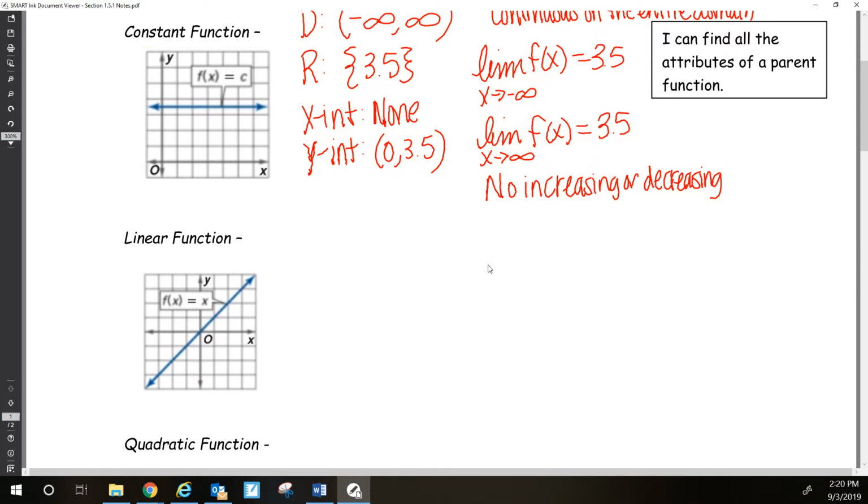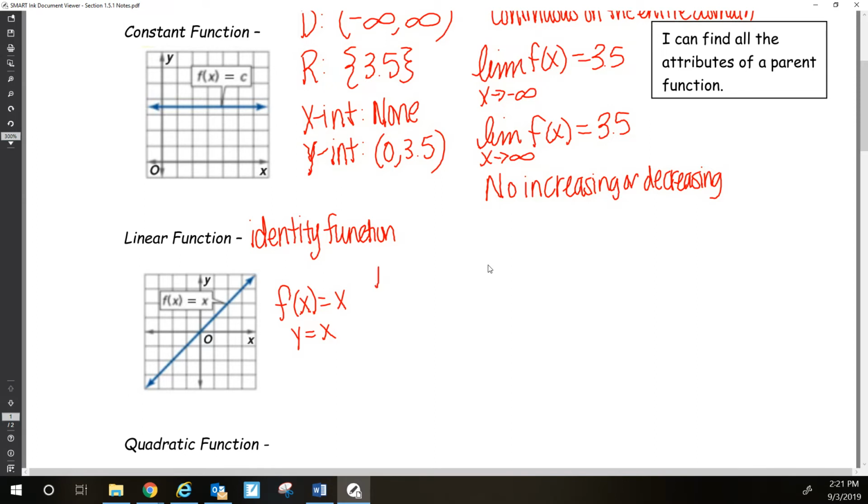Our next parent function would be our linear parent function. Sometimes you'll see this referred to as the identity function. And they call it the identity function because here's what it is. Or you might say y is equal to x, right? So if I plug in 1, what does it give me back? 1. If I plug in 2 for x, what do I get back? 2. So it gives me exactly back what I put in, and that's where they get the name identity function. So that's the special name for the parent linear function.